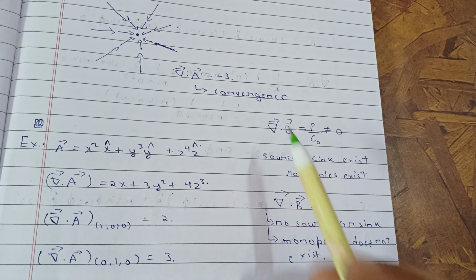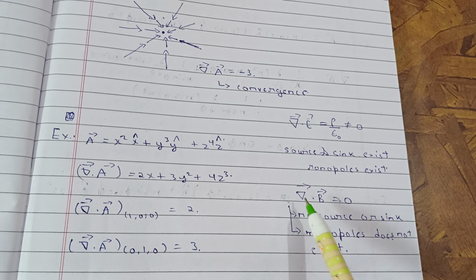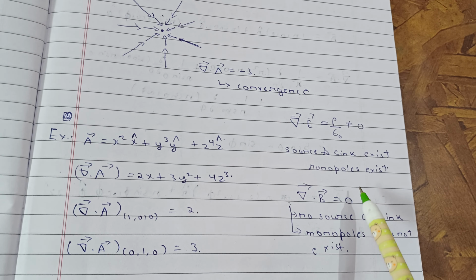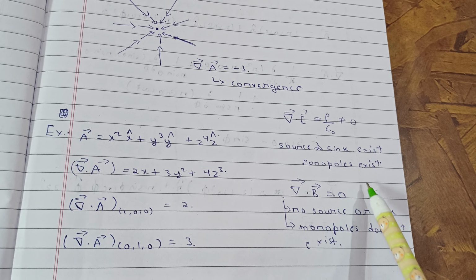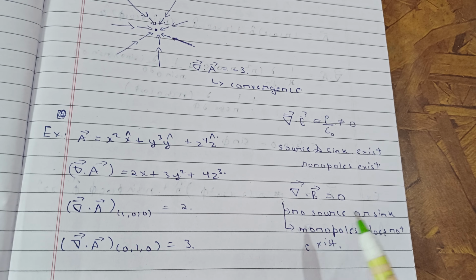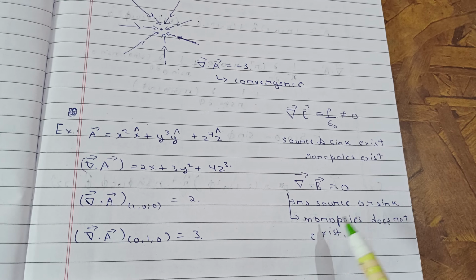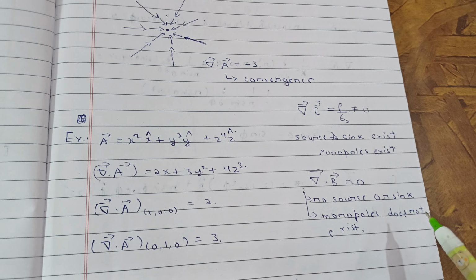So monopoles exist in the electric field, but if you find the divergence in the magnetic field case, it comes out to be 0 because there is no source and no sink in the magnetic field. At any point you have some rotation also in the magnetic field. So a monopole doesn't exist in the magnetic field. So that is another proof of this from the divergence.